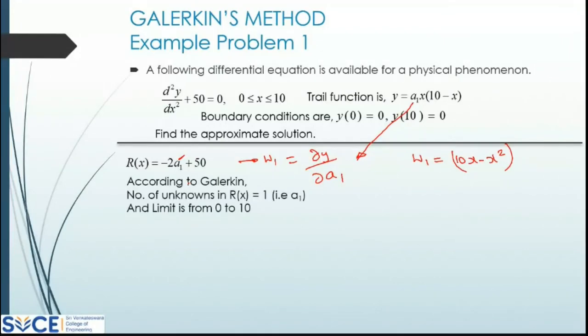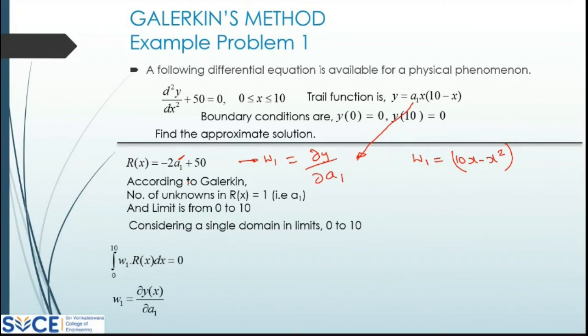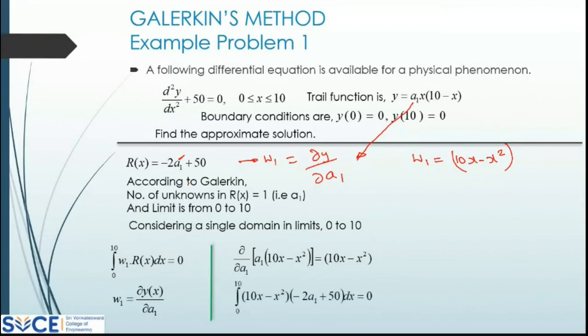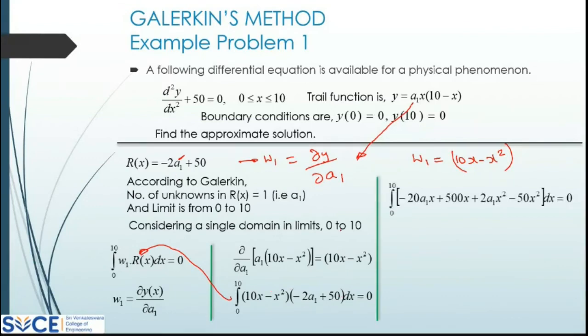So you can see here, the integral from 0 to 10 of w1 r of x dx is equal to 0. Here w1 is dou y by dou a1, which means I get 10x minus x square. Substitute that here, so 10x minus x square into r of x, which you already know. Multiply it, integrate, and apply your constants. You'll get 25, no difference. When you do that, you'll get the same answer, which means y is equal to 25x of 10 minus x.